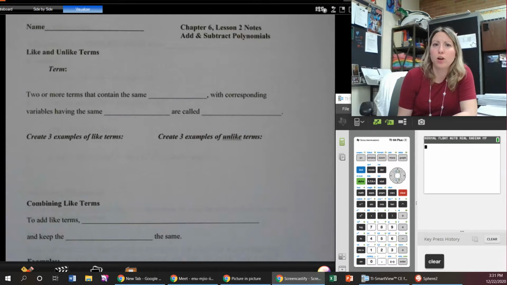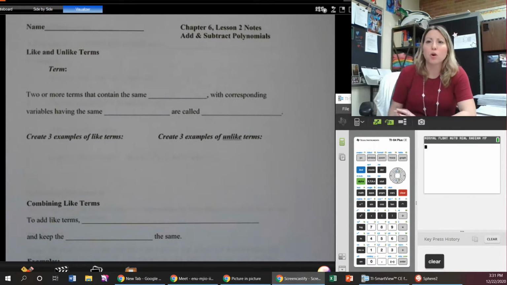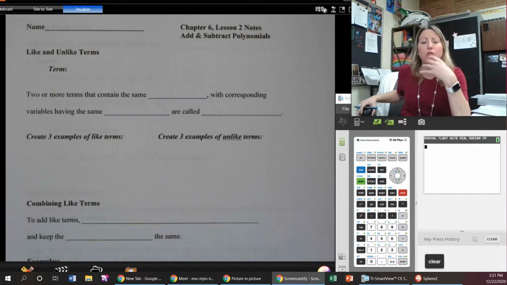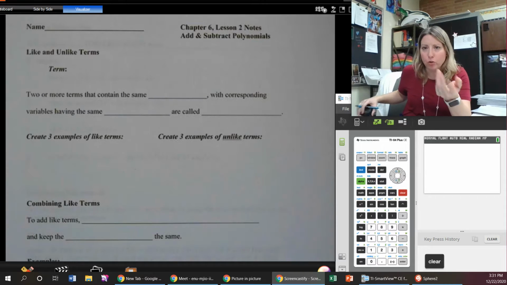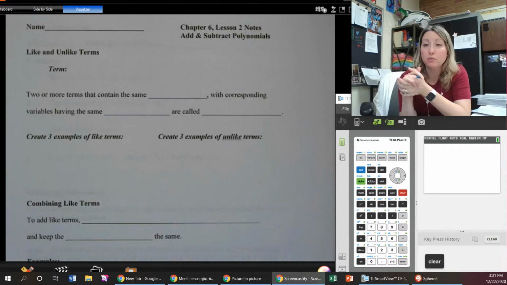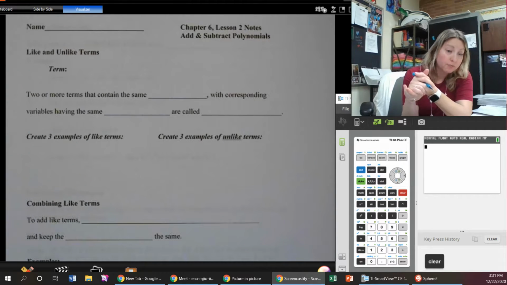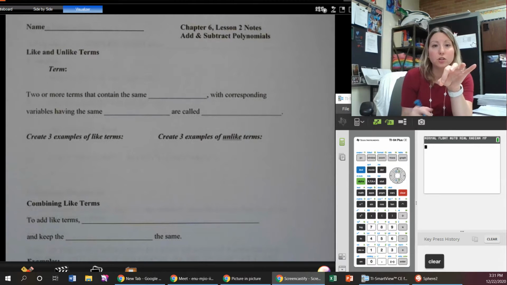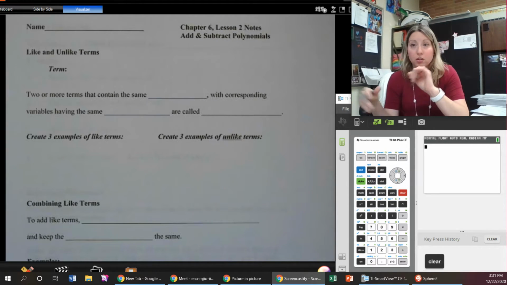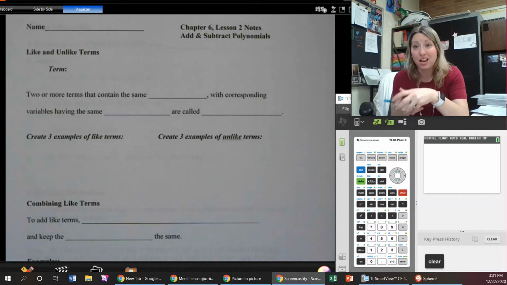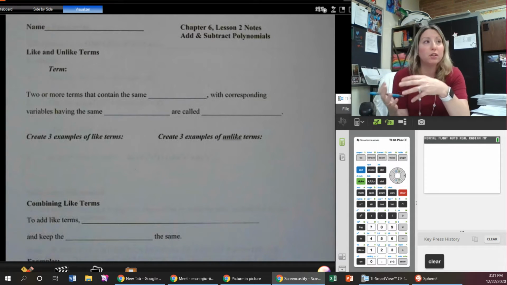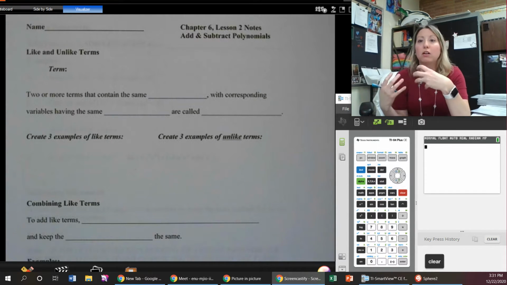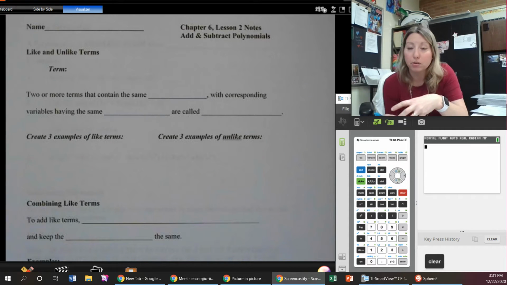Welcome to Chapter 6, Lesson 2 notes, where we're going to add and subtract polynomials. So, yesterday, or when you last watched, we talked about our vocabulary when it came to polynomials and terms. Now what we're going to do is talk specifically about like terms versus unlike terms, which is something that I've actually been saying all year, but now we're going to get into bigger and more examples of this happening.